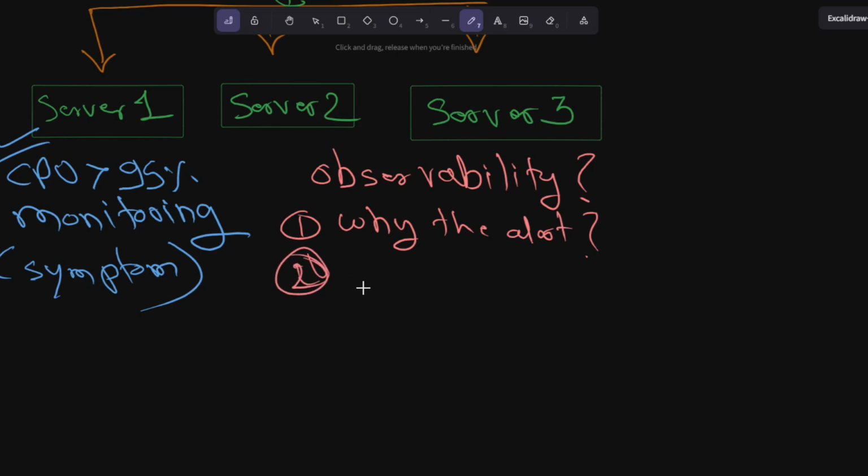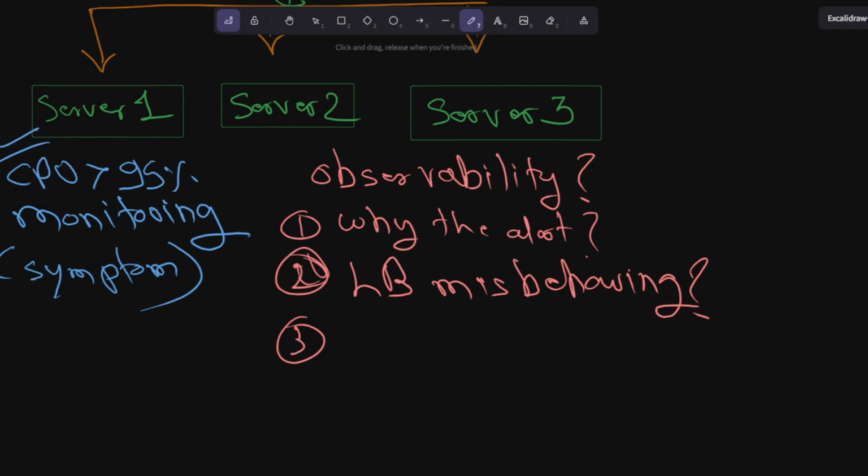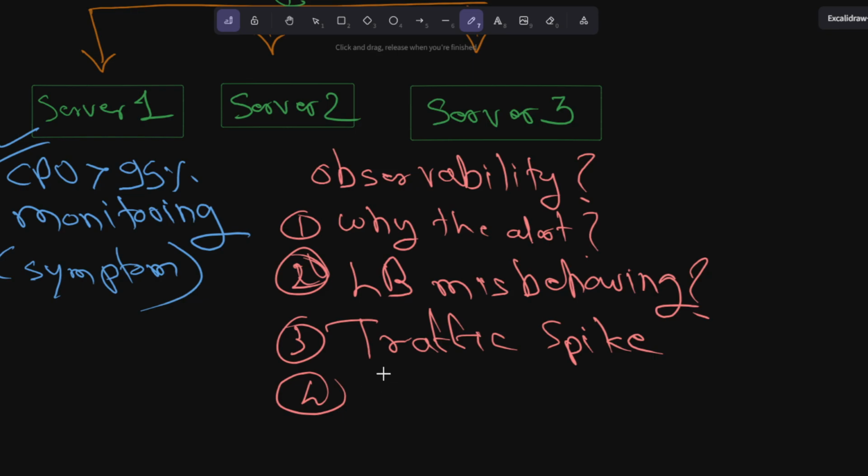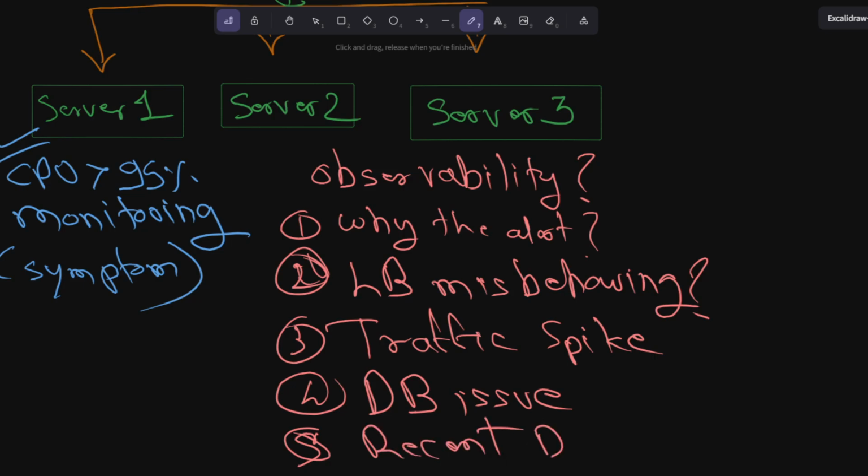Two, could be the load balancer misbehaving. By misbehaving I mean it could be sending traffic to only one server. Or third, it could be something like a traffic spike. Or it could be something like a DB issue. It could be a recent deployment.